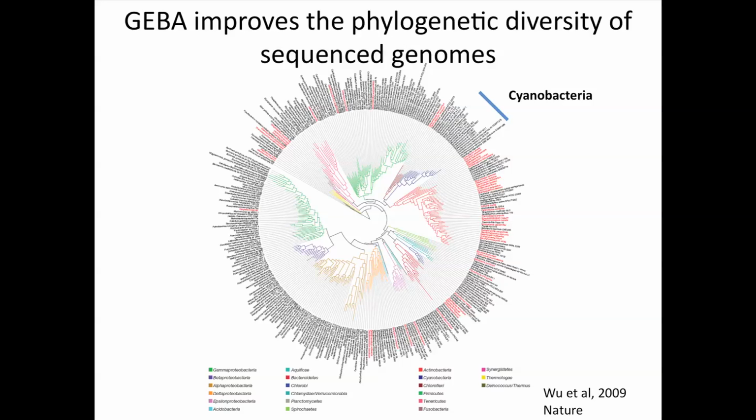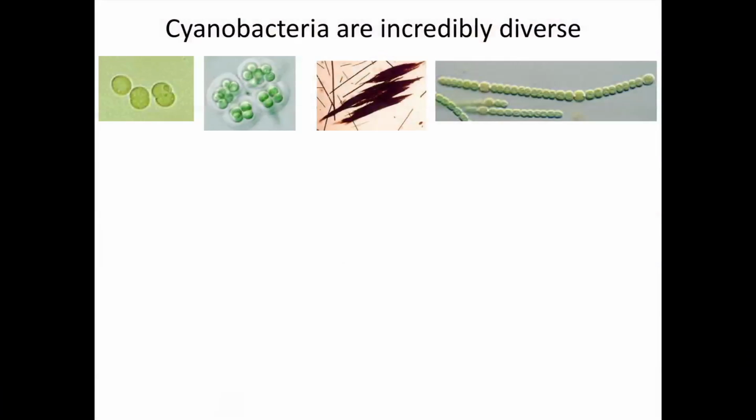So in the same spirit, our CyanoGEBA project is aimed at improving the sampling of our favorite phylum, Cyanobacteria, which are here on the tree of life. So why Cyanobacteria? Cyanobacteria are incredibly diverse. This can be shown through the multitude of morphologies that can be found in this phylum.